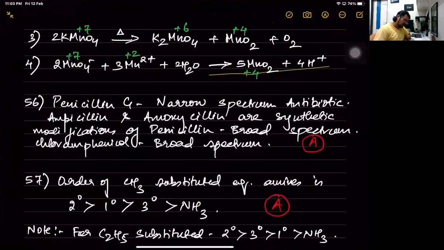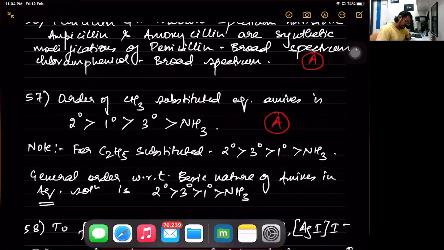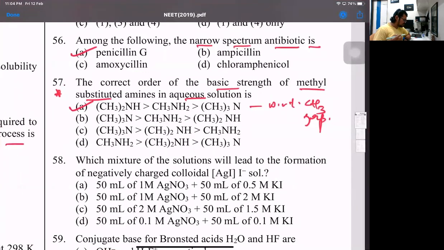So question 57, if you observe, look at that. For methyl substitute is an exception, so it's 2-1-3 ammonia. For ethyl and higher ones, the order is 2-3-1 ammonia. For aqueous, gaseous state 3-2-1 ammonia. So 57 is A. Then comes the 58 one.